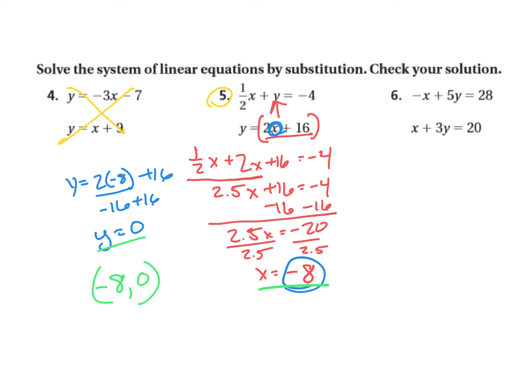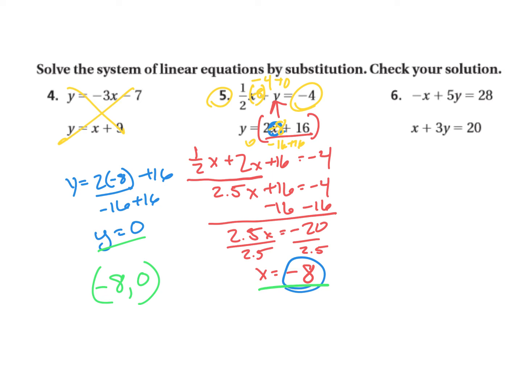And if we plug it in, half of negative 8 is a negative 4, plus 0 gives us a negative 4. 2 times a negative 8, we just kind of did that one. That gives us a negative 16 plus 16. That also equals 0. Let's do one more.